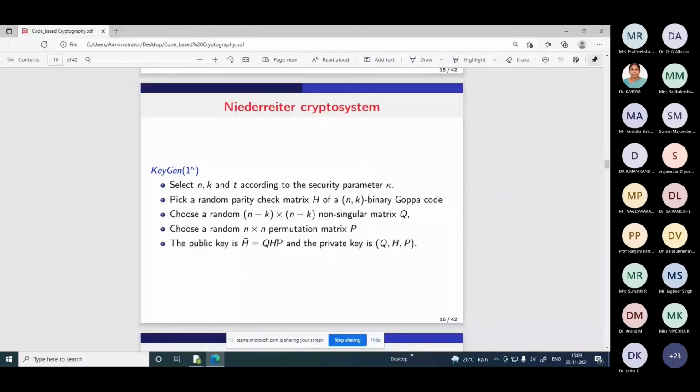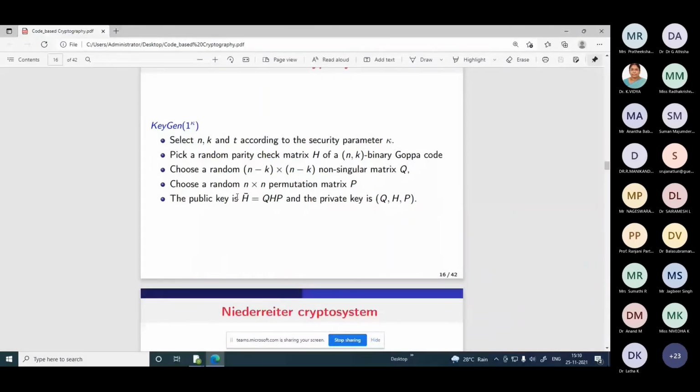So in the key generation algorithm, the parity check matrix is chosen for the GOPA code, and it is disguised by scrambling and permuting with the Q and P matrices. The resultant H bar is given as a public matrix. Public matrix means it's a public key, and the private key is nothing but Q, H, P. Who will have this QHP and who will have this H bar? H bar is publicly given, right? And the person who generates the key will have that secret key.